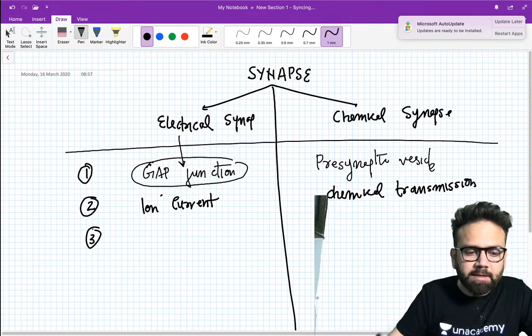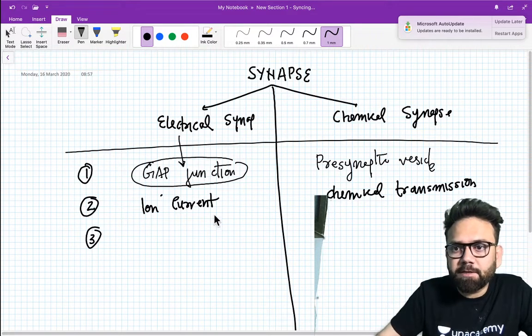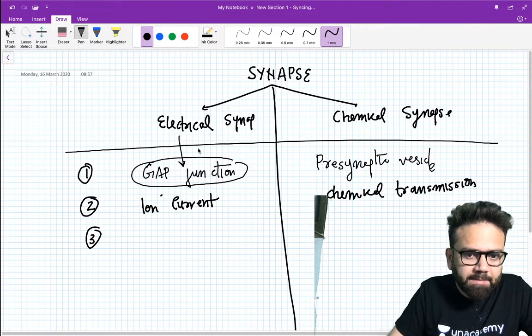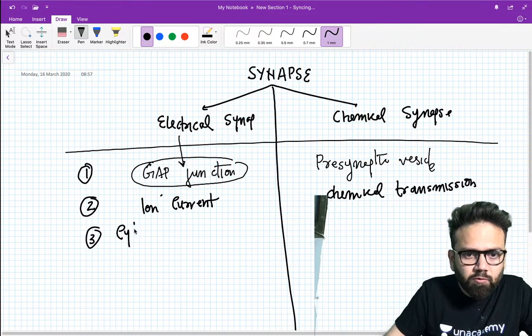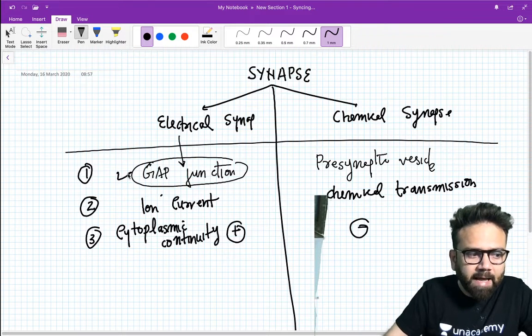Point number 3, can you tell me in which synapse there is cytoplasmic continuity? Because these all were options in that particular question. In which synapse is there cytoplasmic continuity? Cytoplasmic continuity is present in electrical synapse and absent in chemical synapse because of gap junction.